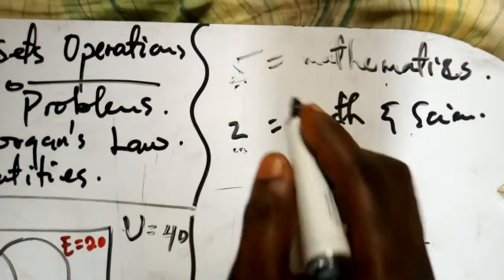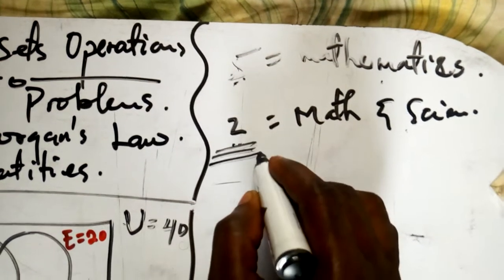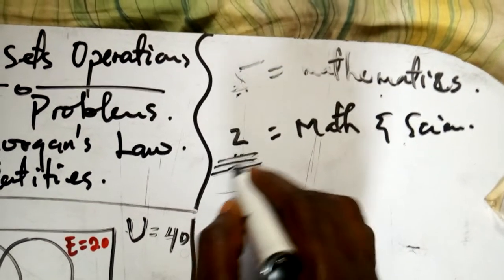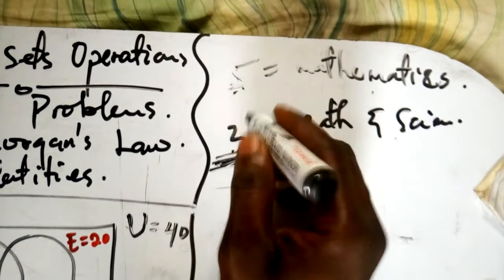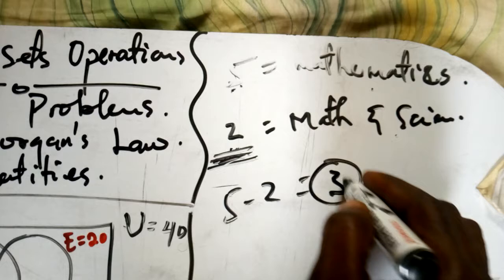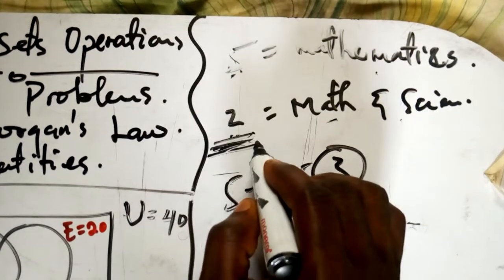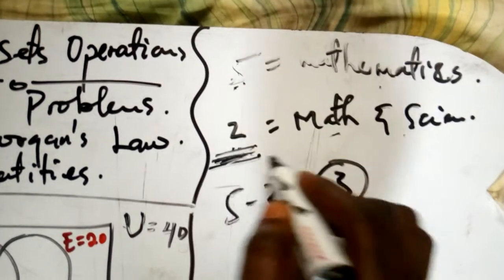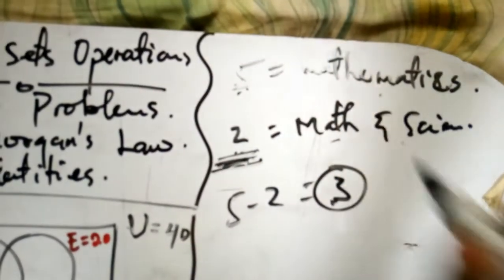But when I say those who are doing mathematics only, then it means that these people have to be out. Are you getting the point? These people are doing math and science, so I need the mathematics only. Is that okay? Therefore 5 minus 2 is equal to 3. So only 3 people are doing mathematics. But those who are doing math and science are 2. But when they say the mathematics students, then these people and the mathematics only people have to get up.